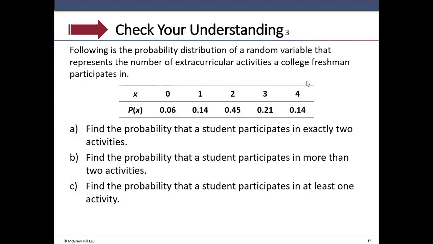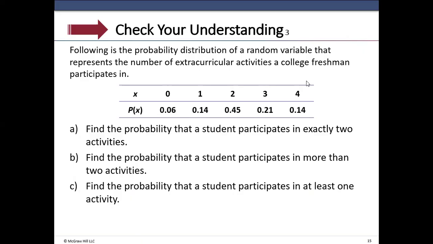Consider the following probability distribution of a random variable that represents the number of extracurricular activities a college freshman participates in. They can participate in 0 activities or a maximum of 4 activities. Find the probability that the student participates in exactly 2. Exactly 2 is 0.45. Find the probability that the student participates in more than 2. More than 2 means 3 and 4 added together. So 0.21 plus 0.14 is 0.35.